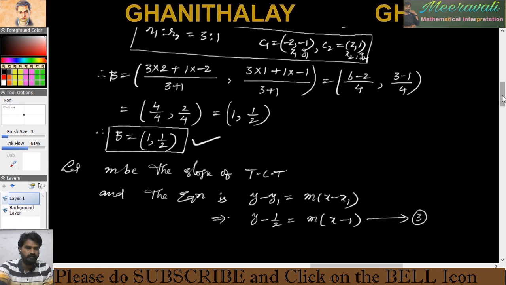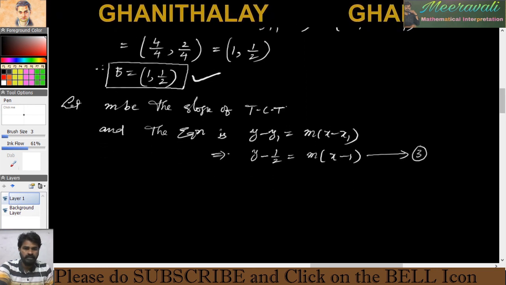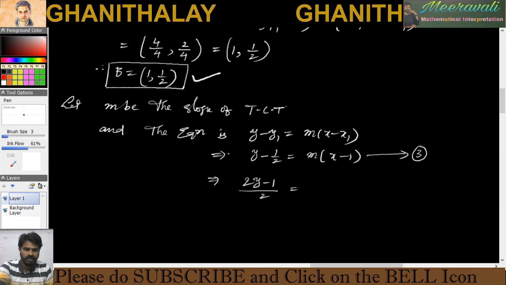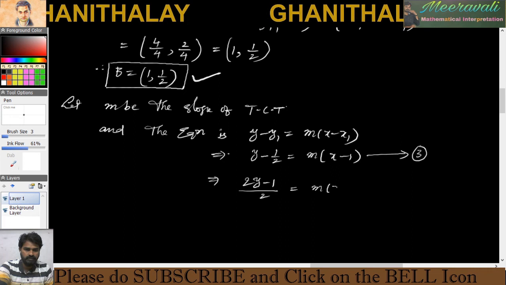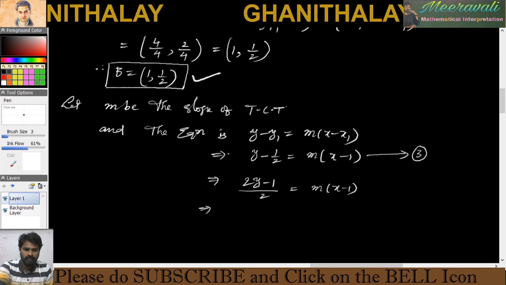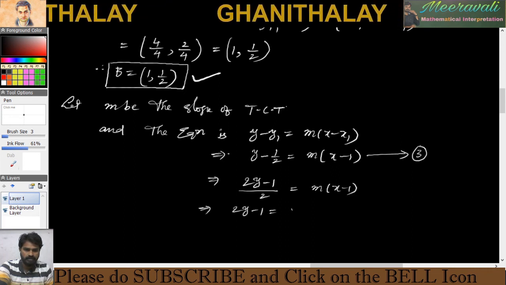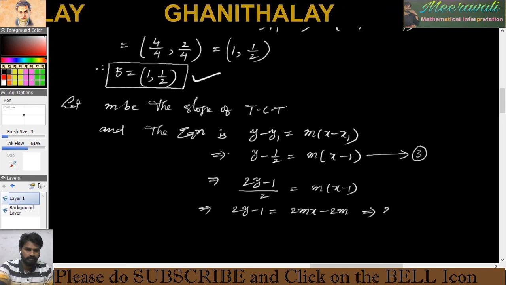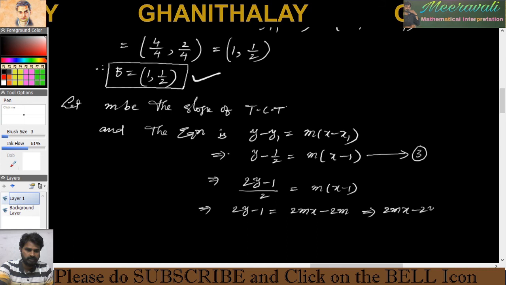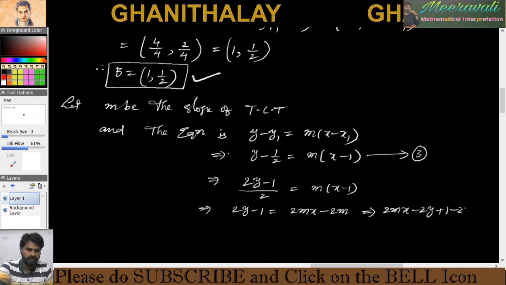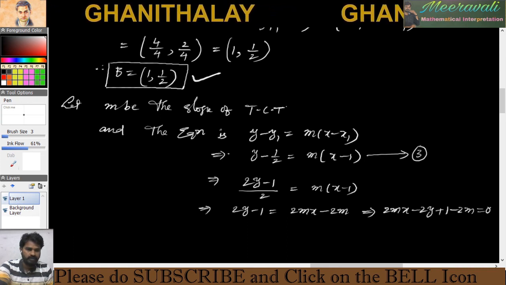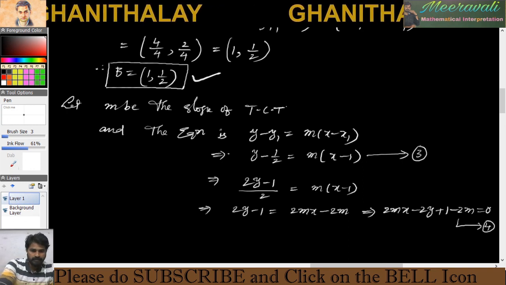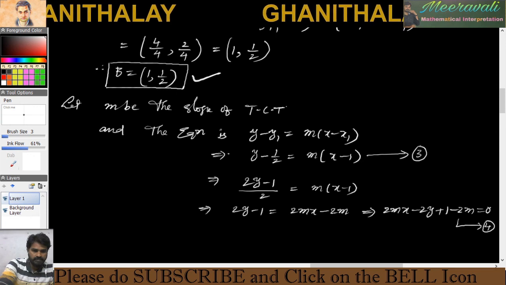It is enough to find the m value. To find the m value, let us start the process. 2y minus 1 by 2 is equal to m into x minus 1. Now doing cross multiplication, 2mx minus 2m, which is equal to 2y minus 1. So 2mx minus 2y plus 1 minus 2m is equal to 0. Let it be equation number 4. So once again 2mx minus 2y plus 1 minus 2m is equal to 0.